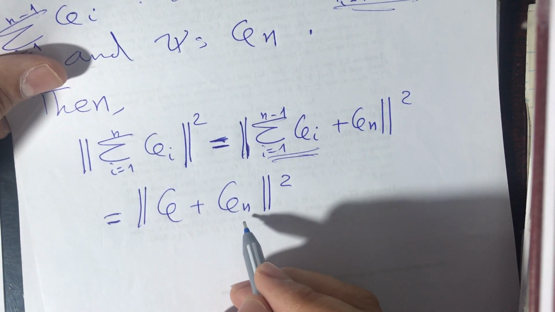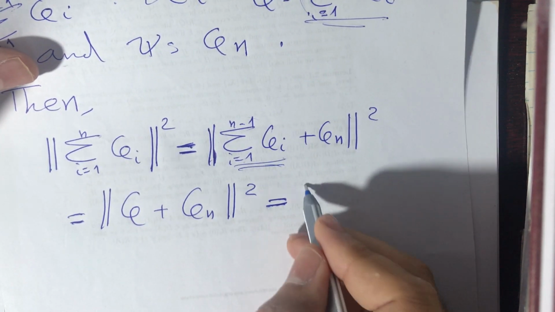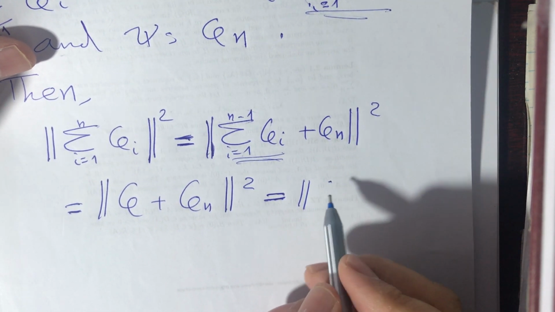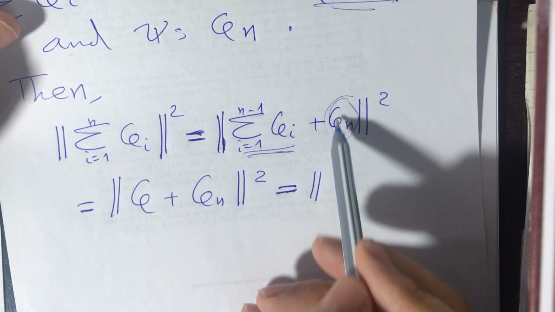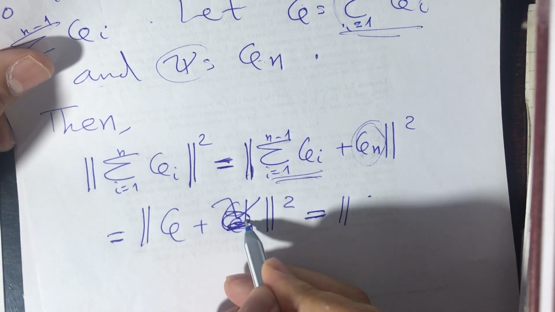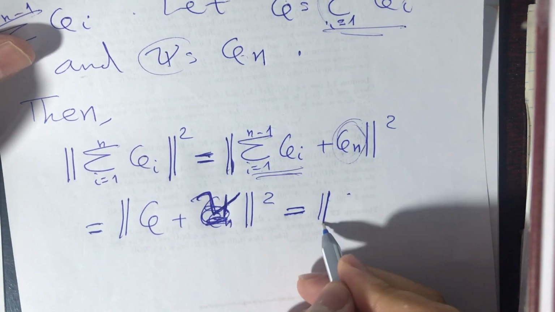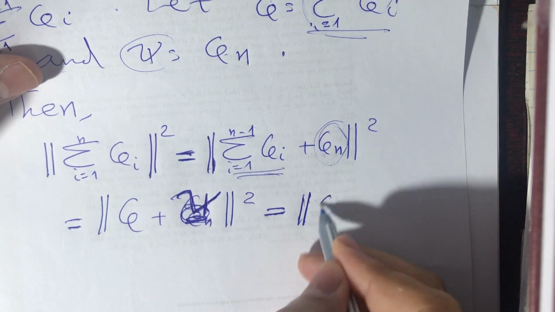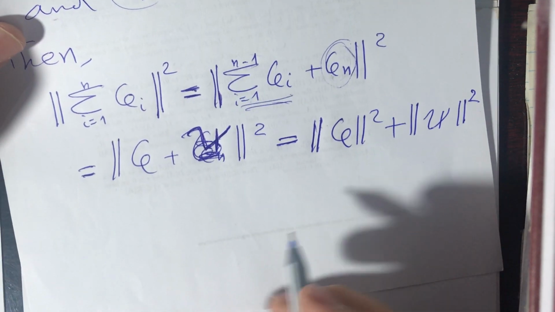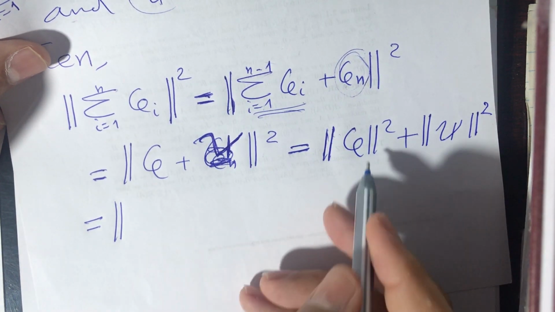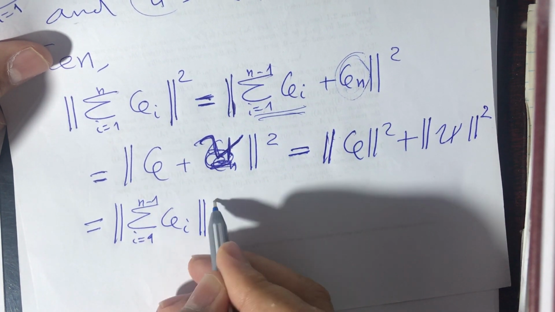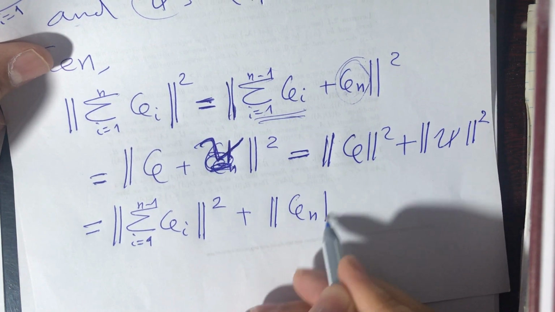Now apply the usual Pythagorean formula. We assume that φn equals ψ. So by the usual Pythagorean formula this is equal to the norm of φ squared plus the norm of ψ squared. Going back, this is equal to the norm of the summation i from 1 to n minus 1 of φi, squared, plus ψ equal to φn, squared.